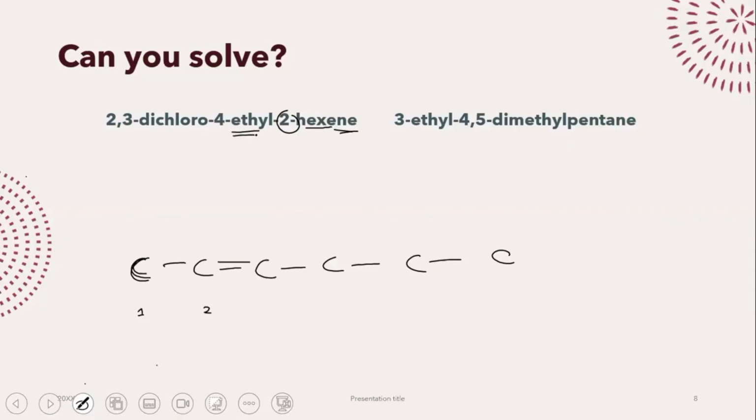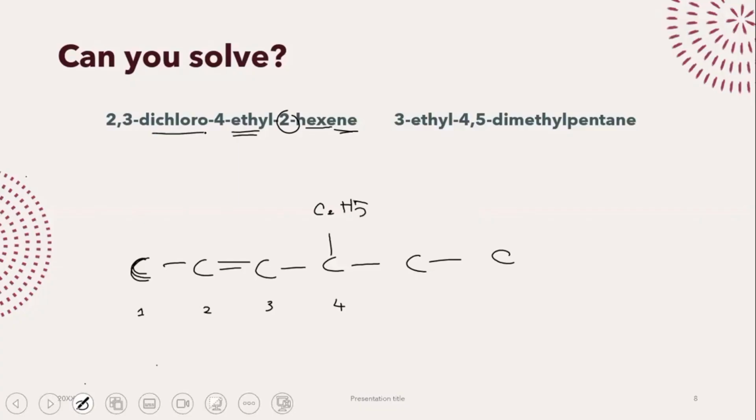Then we have an ethyl group. Ethyl group means that it has 2 carbon atoms, right? So we have to make an ethyl group, but we have to make it on carbon atom number 4. If you have chosen to count from the left side, please stick to the left side for the rest of the molecule. So 3, 4. That means I need to put an ethyl group on carbon atom number 4. So an ethyl group will simply be C2H5. Right? Then you are going to continue.